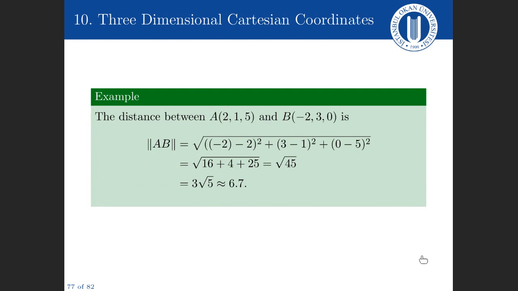So, for example, what is the distance between the point (2, 1, 5) and the point (-2, 3, 0)? Use our equation. Minus 2 goes here, and then minus 2 from here. I use 3 and 1 to get 3 minus 1. And then I'm using 0 and 5 to get 0 minus 5. When we calculate this, we find the answer is 3 square root of 5.